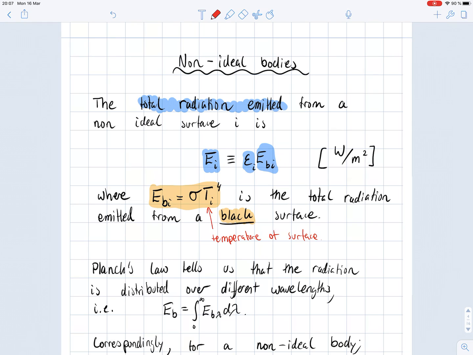So if the surface were black, it would emit this amount of energy. But since it is a non-ideal surface, it will have an emissivity which is smaller than or equal to 1. That means that the total emitted radiation from this surface will be smaller than what you would have gotten from a black body with the same temperature. So that's Stefan-Boltzmann's law for a non-ideal or real body.